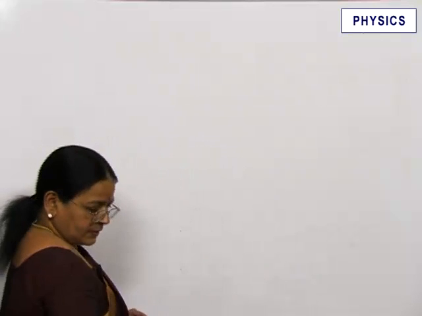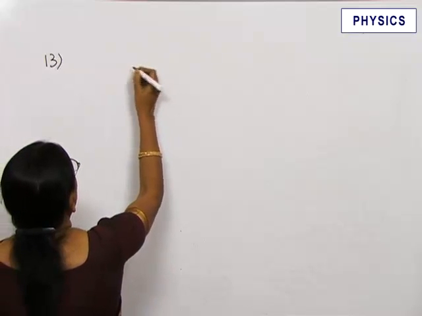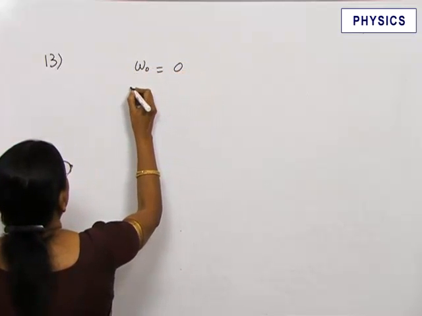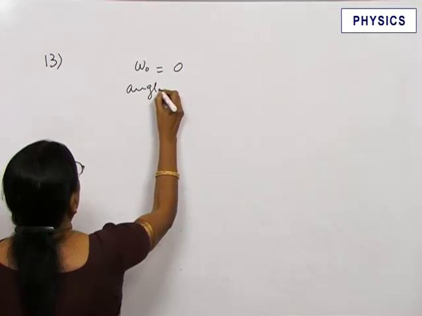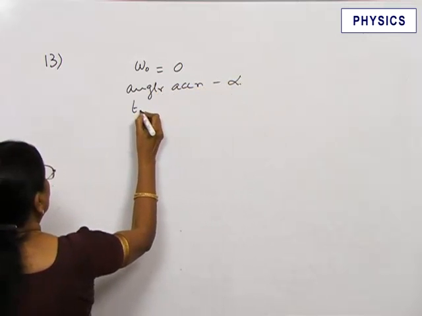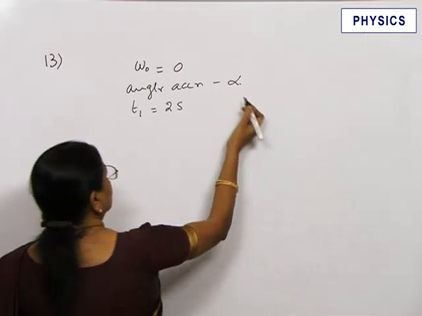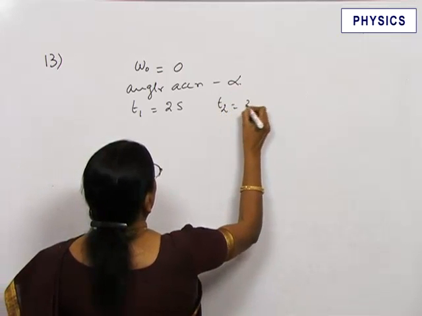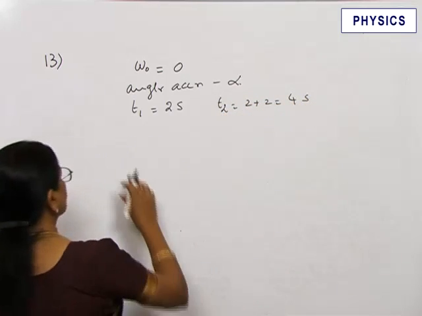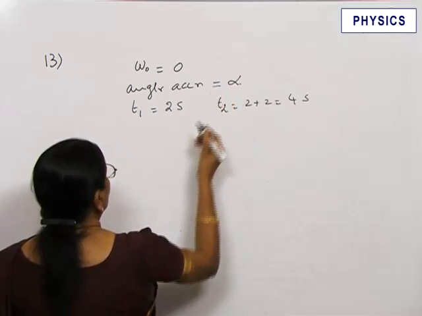We have been given the initial angular velocity as 0. Okay, so omega 0, the initial angular velocity, is 0, and it is having a uniform angular acceleration alpha, and the time interval t1 equal to 2 seconds initially, then further 2 seconds. So t2 equal to 2 plus 2, 4 seconds. Okay, right. Now, how to solve this problem? We have to use the equation of motion.